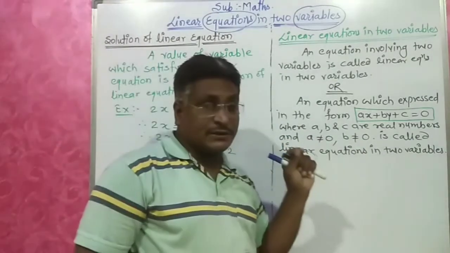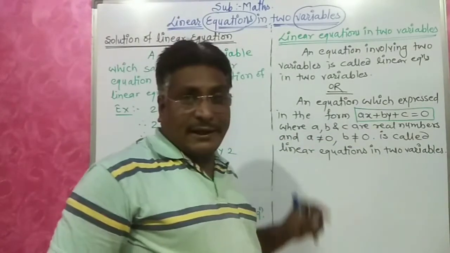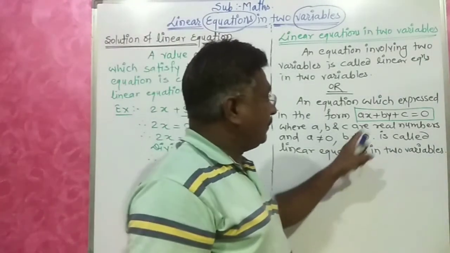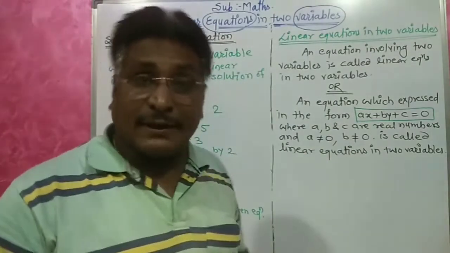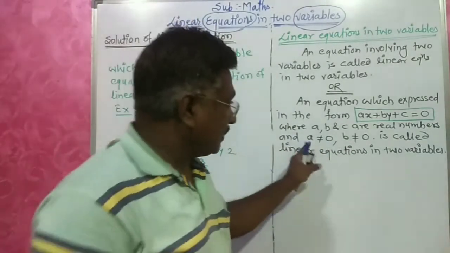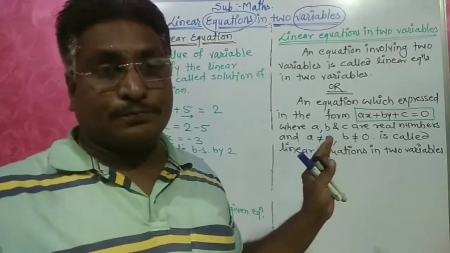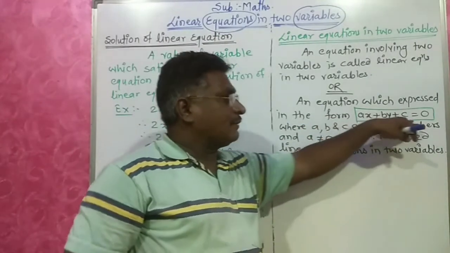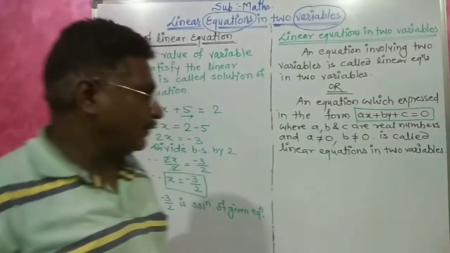Why is this mentioned? If a becomes 0, then variable x will cancel, which means only one variable will remain. If b becomes 0, then variable y will cancel, which means it will be in one variable. So that's why a and b should not be equal to 0. Understood, student? Such a form of equation is called linear equation in two variables.